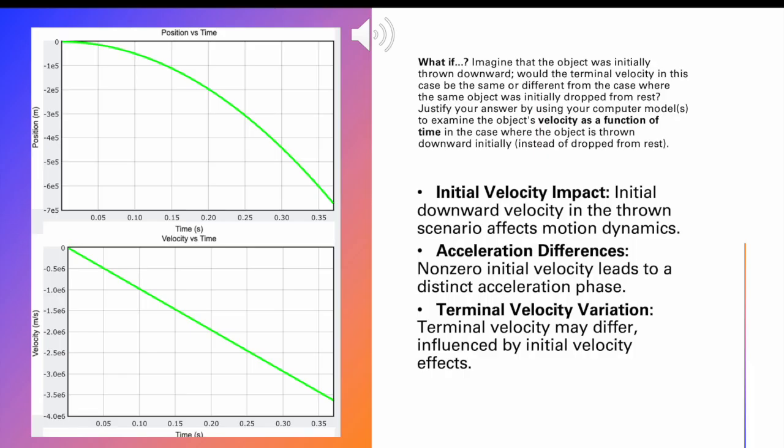If we threw the ball downwards, would the terminal velocity be the same or different from the case as it was initially dropped from rest? From the left, we can see how it was initially dropped from rest with no drag and only gravity. In this case, initial downward velocity in the thrown scenario affects the motion dynamics because a non-zero initial velocity leads to a distinct acceleration phase and would actually go faster in the negative direction, so terminal velocity may differ, influenced by what the initial velocity affects.